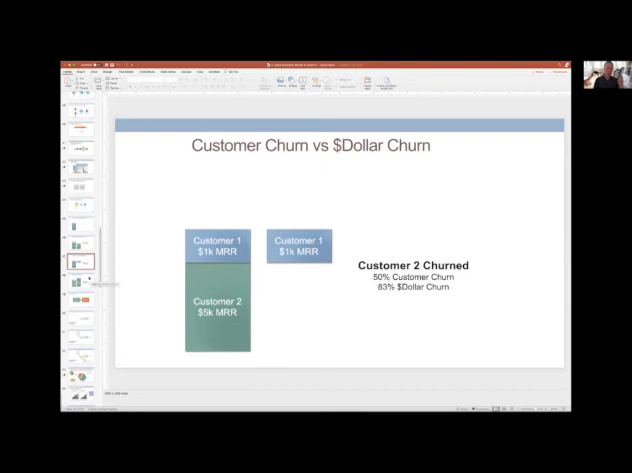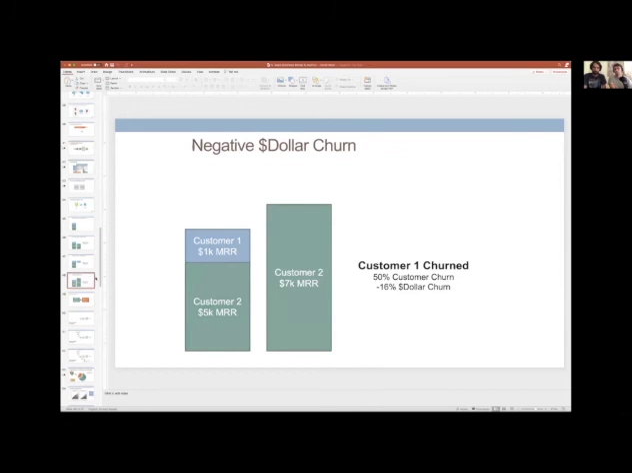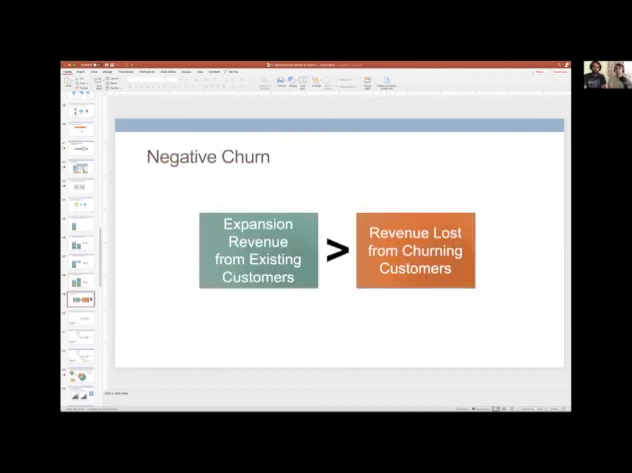But here's the really interesting thing. We lost the first customer, the small one, but we were also successful in expanding the usage of the second customer. And now we've got negative churn. We went minus 16% in dollar churn, or instead of retaining 100% of our revenue, we retained 116% of our dollars. And so companies that can do that, where your expansion revenue from your existing customers is greater than the revenue lost from your churning customers, that's a magical and very important thing that you have to get right in a SaaS business. If you don't have this right, our experience is that you can't really build a successful business over the long haul.